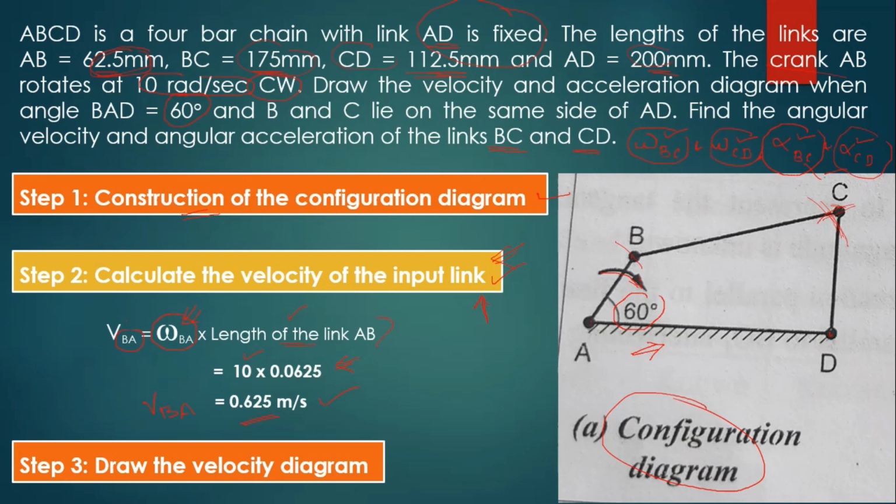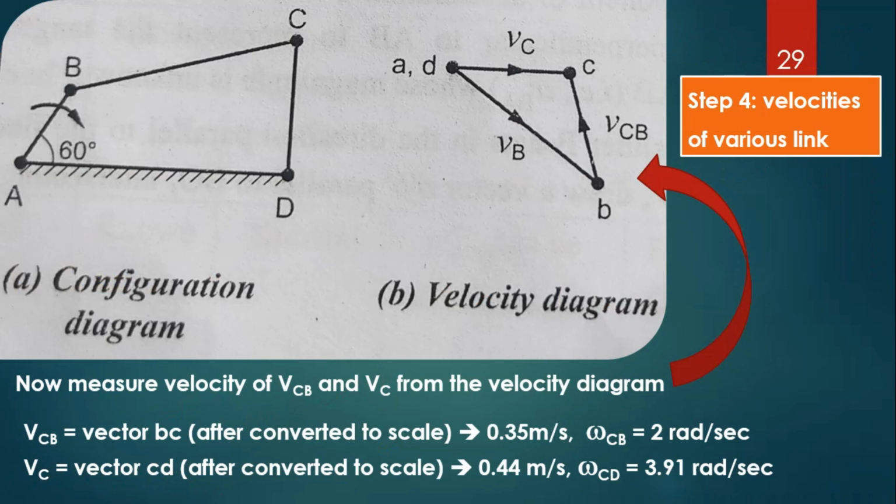Once we have calculated this input velocity, we draw the velocity diagram. How to draw the velocity diagram was already discussed in our previous video; take a look once. So, directly we will go to the fourth step: measurement of VCB and VC from the velocity diagram. This is VB and this is VCB. Measure this vector BC and multiply with the scale, then we get 0.35 meter per second.